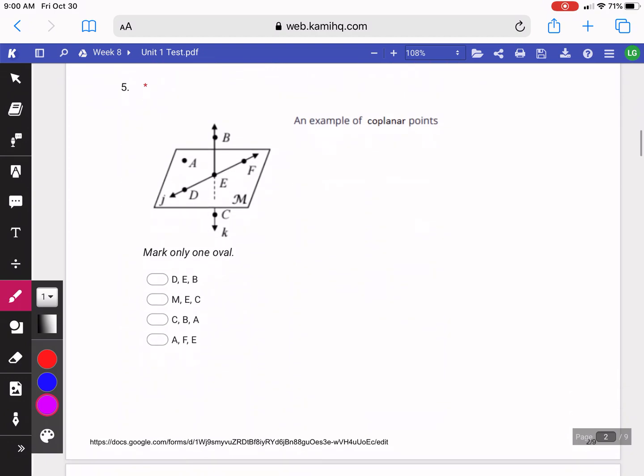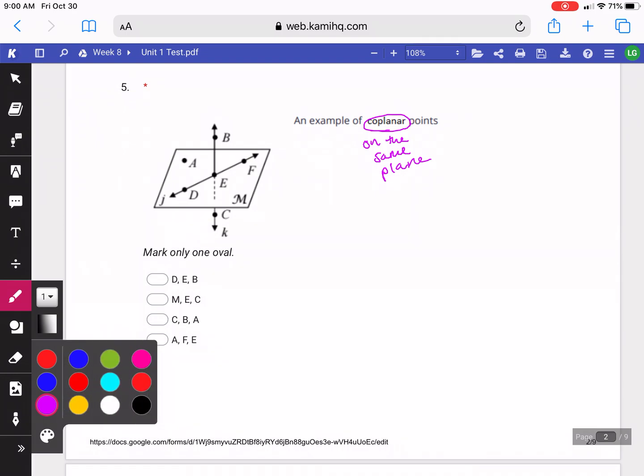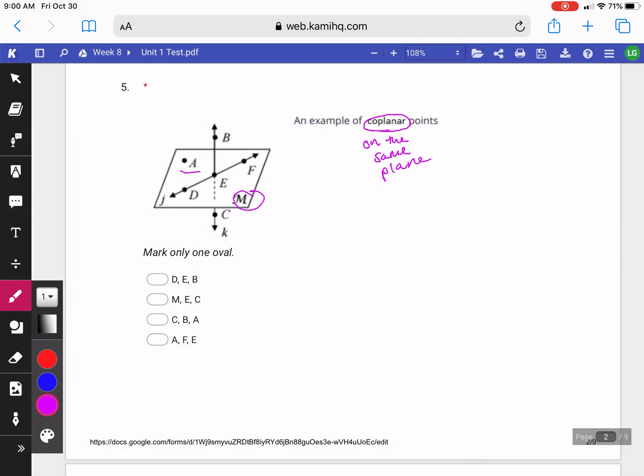This next question has the word coplanar. Coplanar means on the same plane. So we're going to look for points that are on the same plane as each other. The only plane we see in this picture is plane M. So we want to look at points that are on plane M. So there we have points A, E, D, and F. So we want to see which answer choice has those.